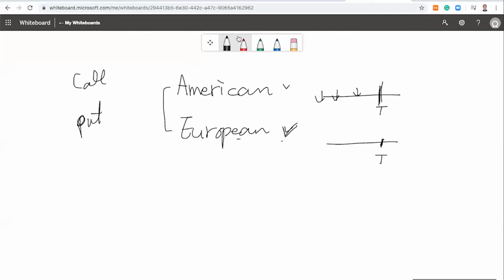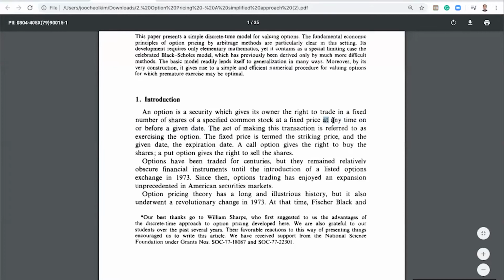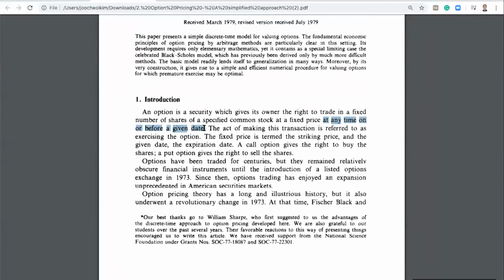going back to the paper, they use the words at any time on or before a given date. If they just wanted to talk about the European option, then they might say, at a fixed price on a given date. But they also wanted to talk about the American option. So instead of saying on a given date, they use the words at any time on or before a given date. So that's the difference. Basically, this paper wanted to talk about both of them, but I just want to focus on the European options.